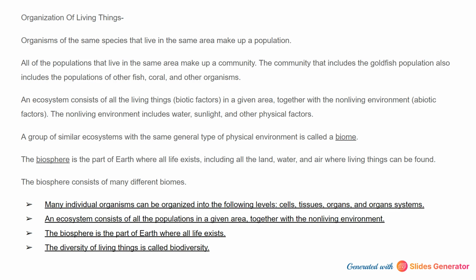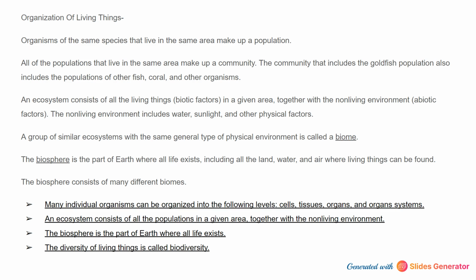A group of similar ecosystems with the same general type of physical environment is called a biome. And we'll study this later as we learn about an aquatic biome or terrestrial biome. The biosphere is the part of Earth where all life exists. This includes land, water, and air.